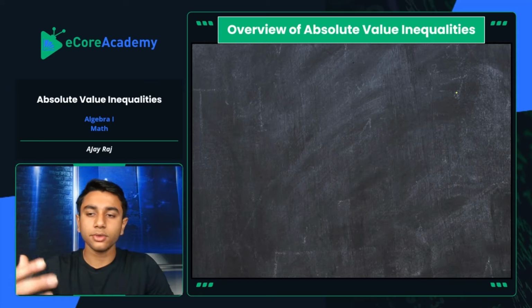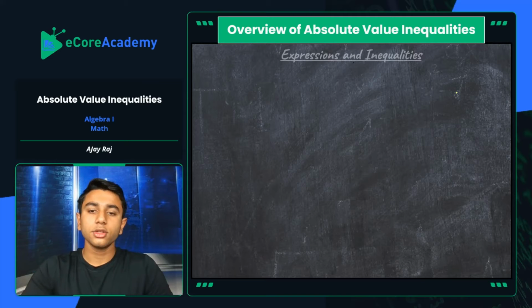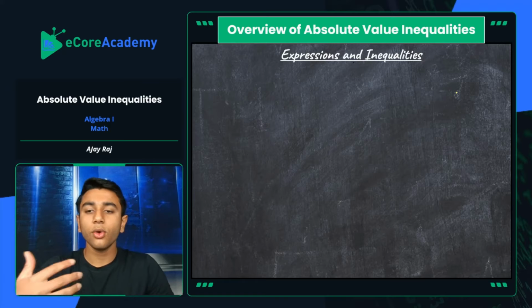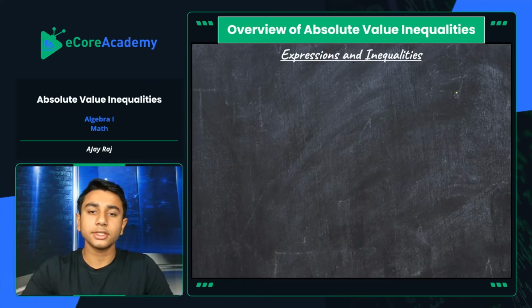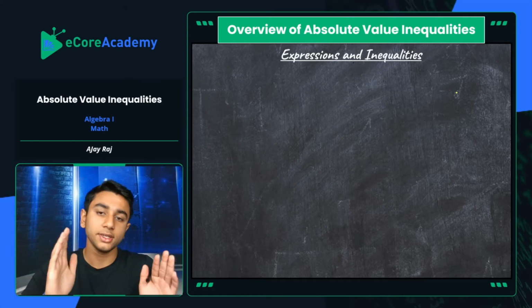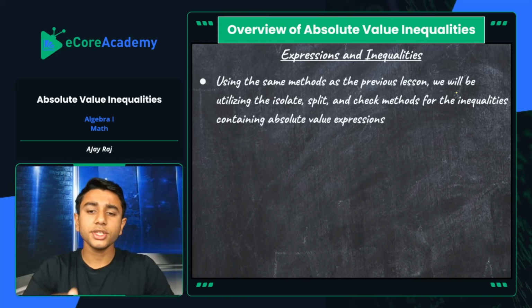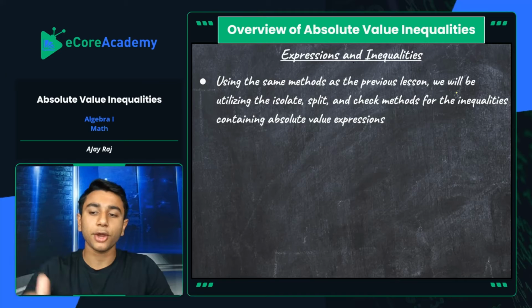For our overview of absolute value inequalities, I'm going to summarize what these actually are. This is all about expressions and inequalities. Why am I titling this slide Expressions and Inequalities? Absolute value inequalities always involve your greater than, less than, less than or equal to, or greater than or equal to signs. You also have your absolute value expression, which normally has something with your variable inside. Using the same methods as the previous lesson on absolute value, we will utilize the isolate, split, and check methods for inequalities containing absolute value expressions.